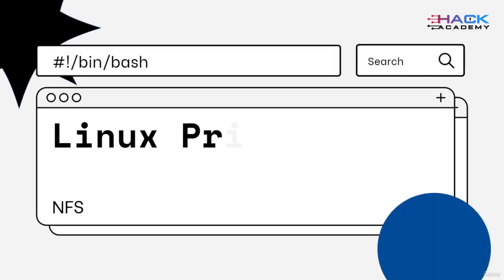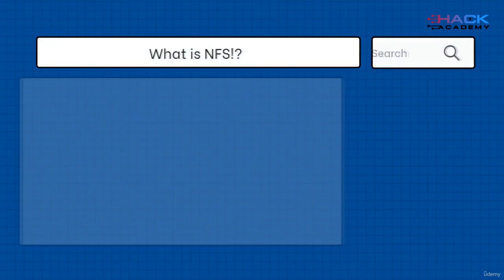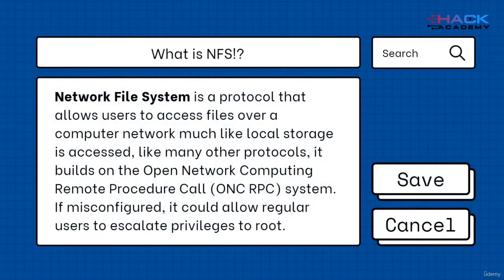In this section, we're going to talk about NFS. What is NFS? The Network File System is a protocol that allows users to access files over a computer network, much like local storage is accessed. Like many other protocols, it builds on the Open Network Computing Remote Procedure Call, the ONC RPC system. If misconfigured, it could allow regular users to escalate privileges to root.